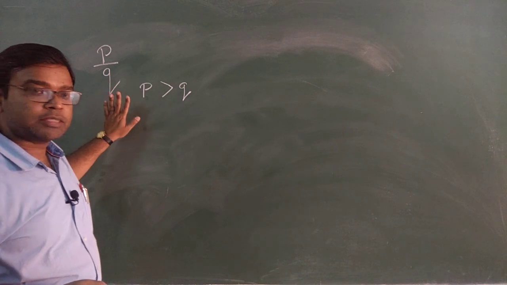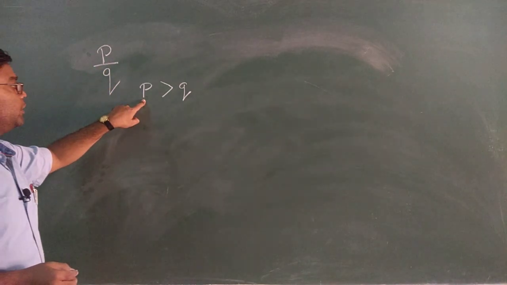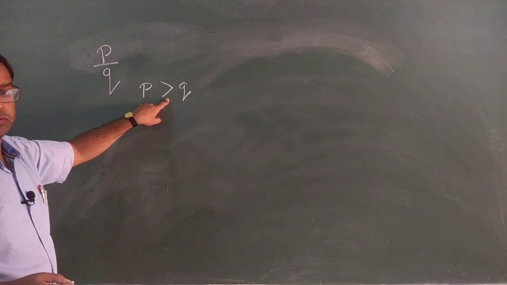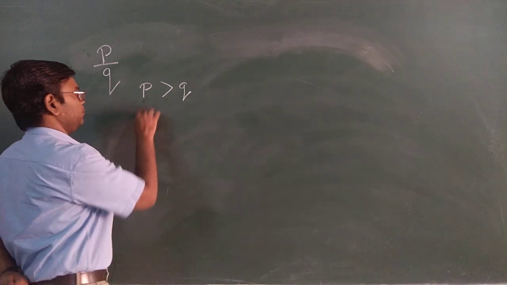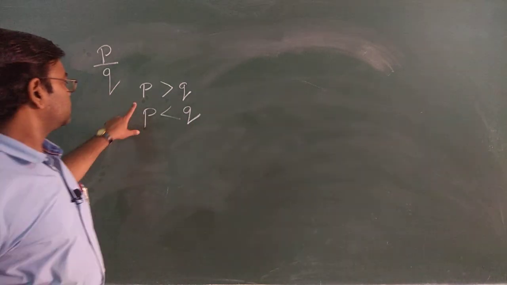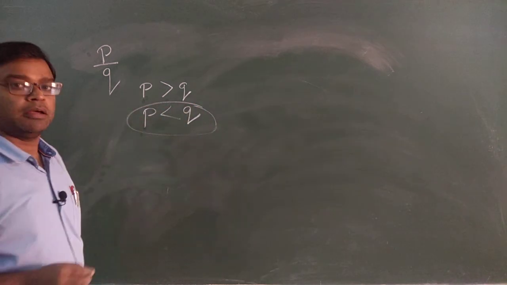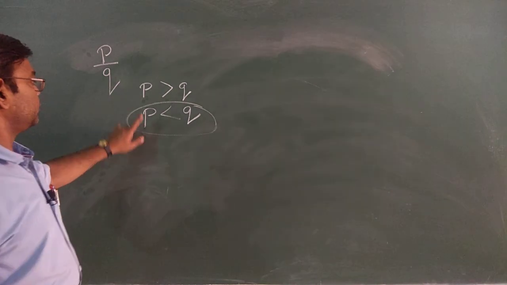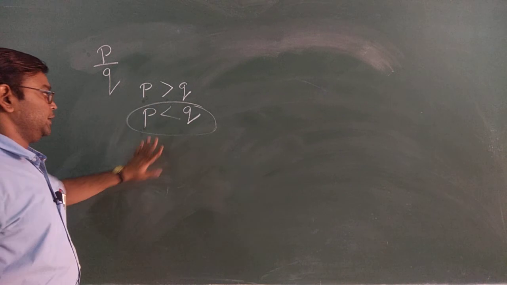So first we are going to discuss if a rational number is given to us where p, the numerator part, is greater than q, and the second one is where p is smaller than q. But in exams, this type of question always comes, p less than q. So first I am going to discuss this type of number on the number line.